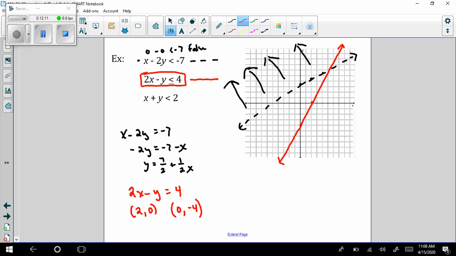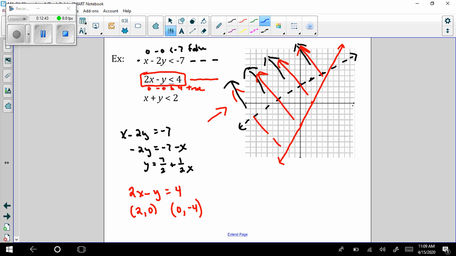So I can use 0, 0 on this one too. So 0 minus 0 less than or equal to 4, that's true. So this one would be shaded above. So right now my overlap is above that dashed line. Just kind of need to keep a visual on that one.